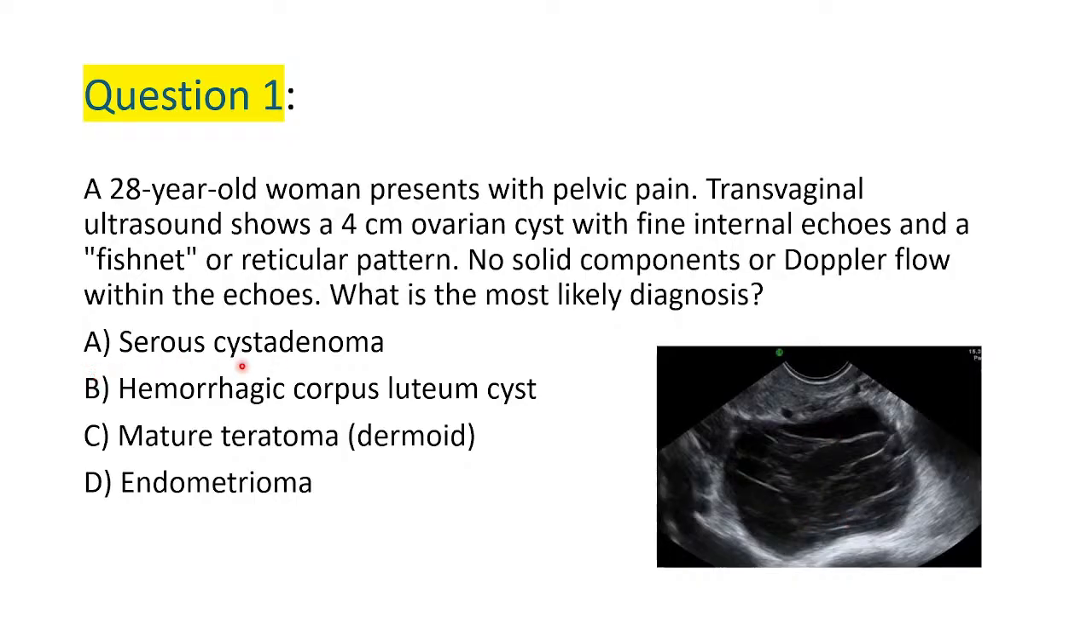A. Serous cystadenoma. B. Hemorrhagic corpus luteum cyst. C. Mature teratoma, dermoid. D. Endometrioma. So what is it? Look at the keywords: 4 cm cyst with fine internal echoes and a fishnet or reticular pattern. Fishnet, reticular pattern. So what's the choice? Serous cystadenoma, hemorrhagic corpus luteum cyst, mature teratoma, endometrioma. Okay, let's go to the next question.